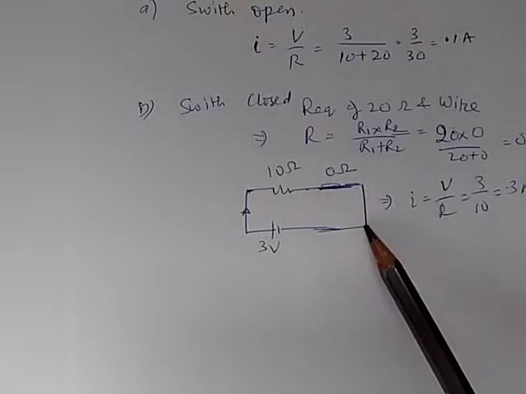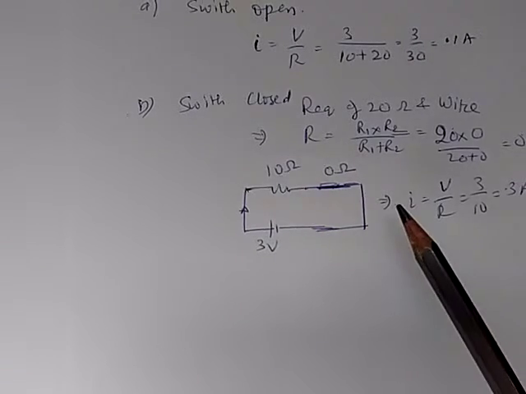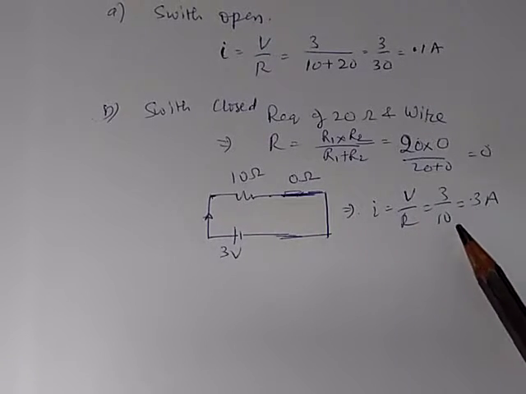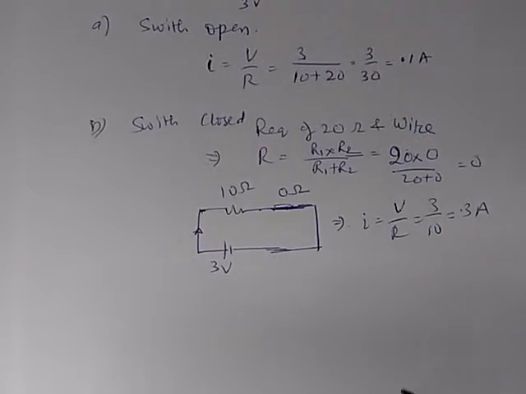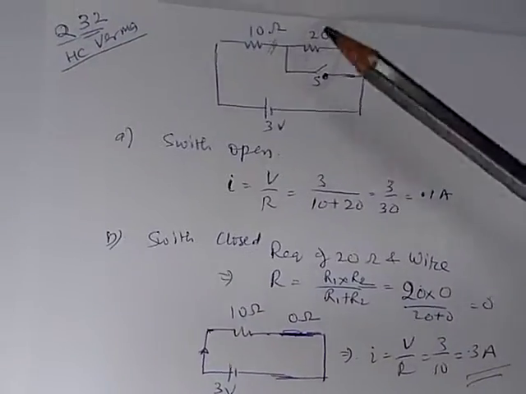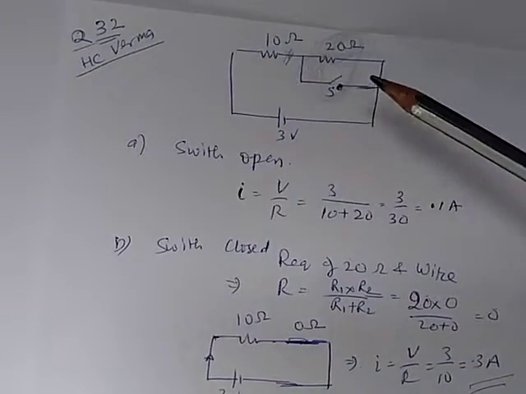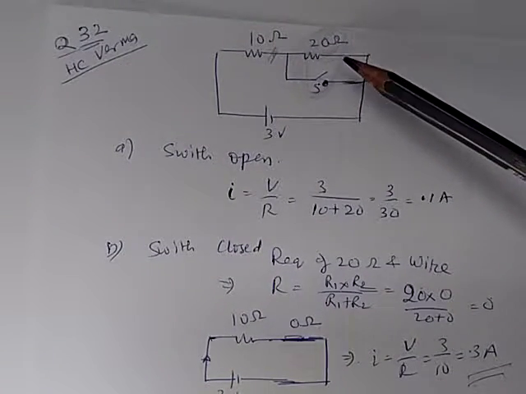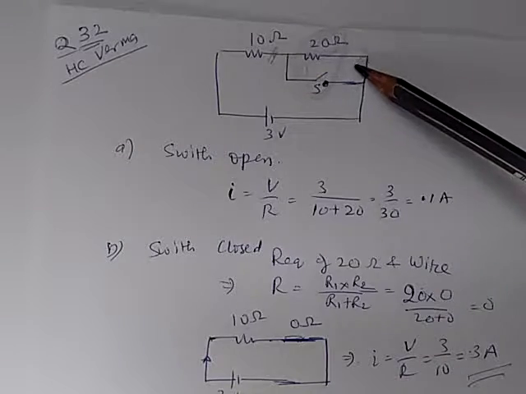10 ohm, driven by 3 volt. And in that case, the current is given by I equal to V by R, or 3 by 10 equal to 0.3 ampere. Anytime you have a wire connected across a resistor, replace it with a 0 ohm wire or 0 ohm resistor.